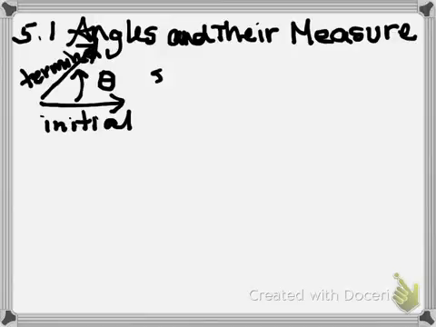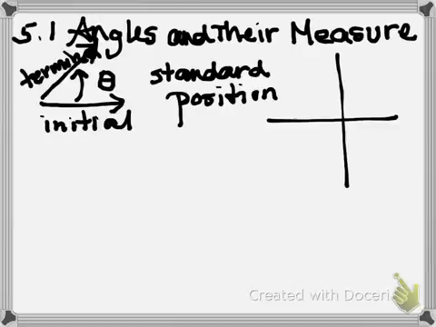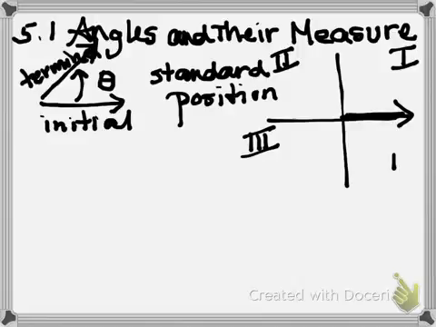When I talk about putting the angle in standard position, what I mean is that the initial side of the angle is going to coincide with the positive part of the x-axis. And then the terminal side will determine what quadrant the angle lies in. Quadrant 1, we use Roman numerals. Quadrant 2, Quadrant 3, and Quadrant 4.